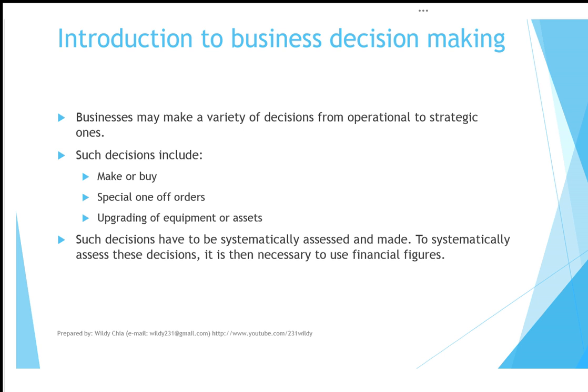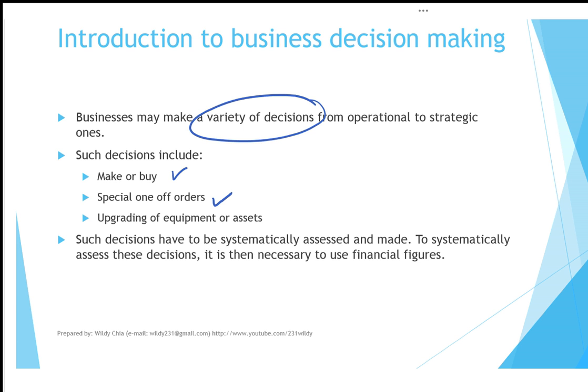In the typical accounting textbook, decisions will be referring to those that may involve making or buying. So if you're running a factory, then one of those decisions that you have to make is whether you want to produce the order within your factory, or buy it from an external supplier. Businesses make a variety of such decisions, and make or buy is one of those that businesses make from time to time. Another is special one-off orders.